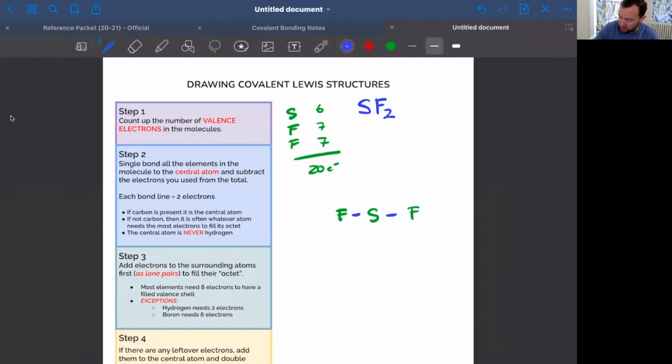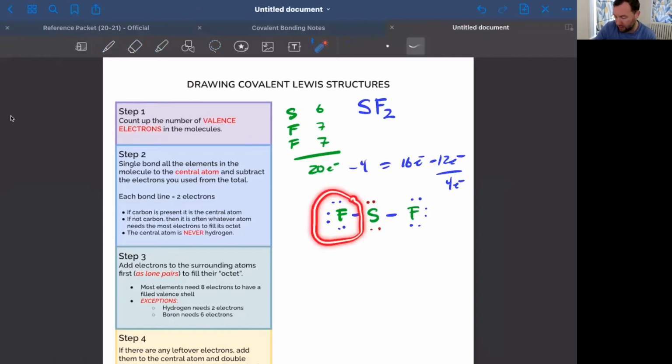Okay. I've used 4. I have 16 electrons remaining. I put them on the outside. That's using 12 electrons. I have 4 remaining. Those remaining electrons go on the central atom. Bam, done. Because if I look here, 8 electrons, 8 electrons, 8 electrons. That is the finished drawing. Start moving a little quicker. Once you get the hang of it, you can get a little faster.